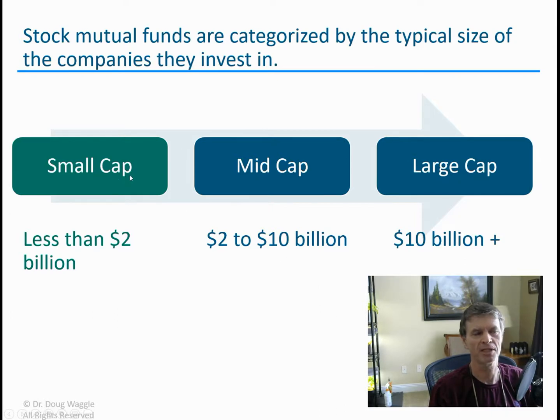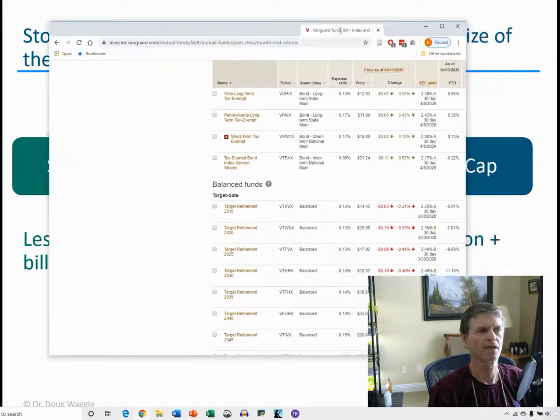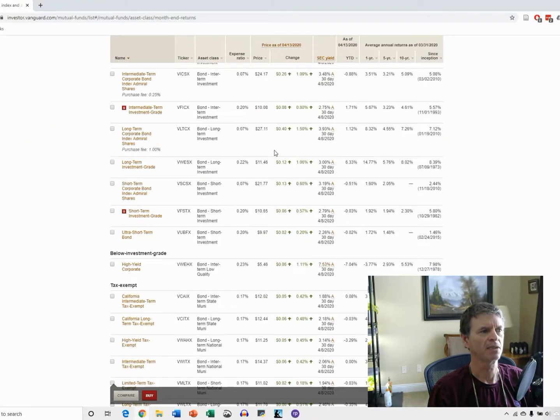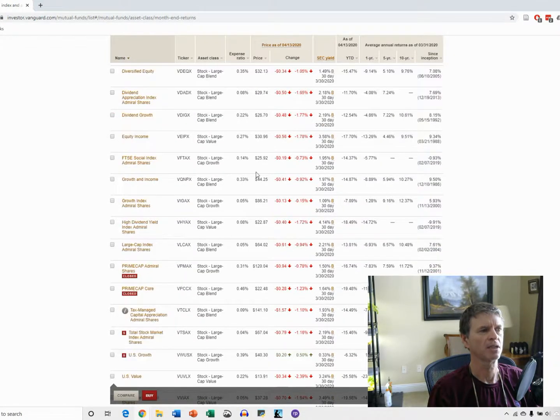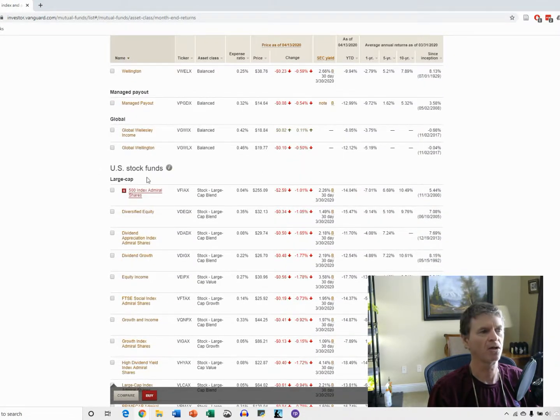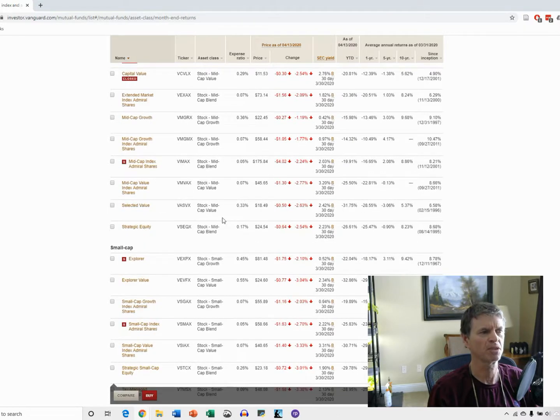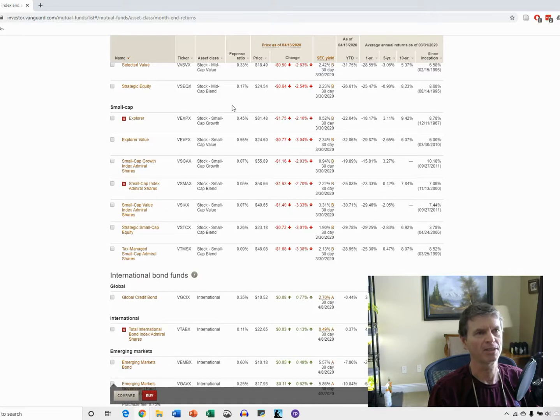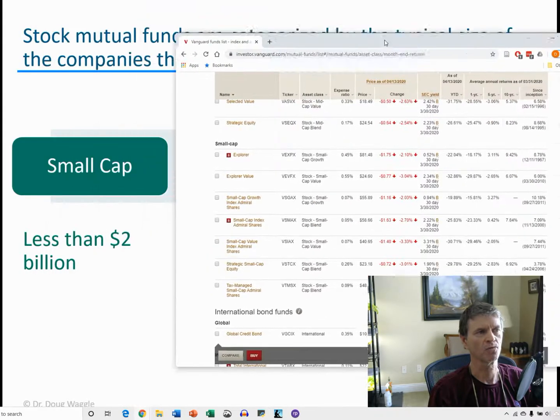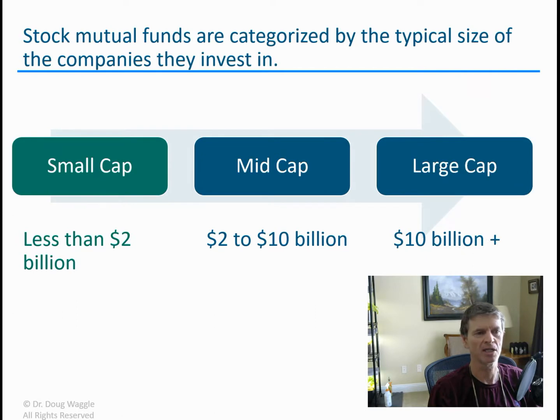But sometimes we have funds where, if you want small companies, large companies, or mid-sized companies, you can pick based on size. And I was going to see, yes, so here's Vanguard. I'm going to pull over the Vanguard U.S. stock funds. Right there, they have large cap funds. Go down a little ways, mid-cap funds. So these are medium-sized companies. Go down, small cap funds. So that's just one way to classify stocks and to pick them.